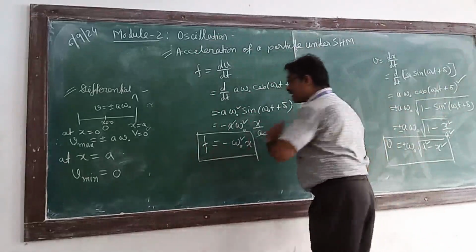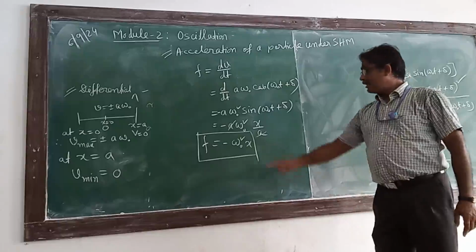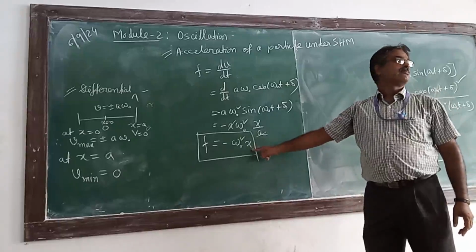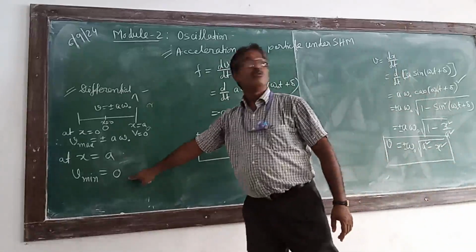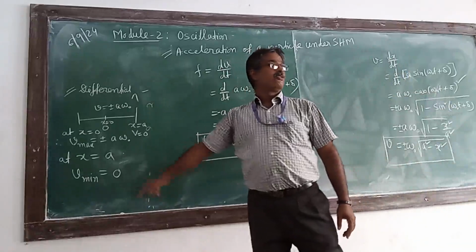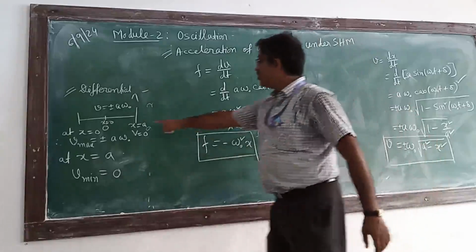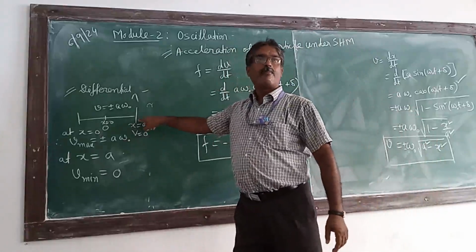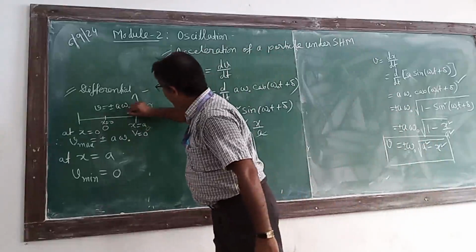Now, when x equals A, at that time v equals 0. So when the velocity is 0, then the acceleration is maximum, but it is directed along this direction.